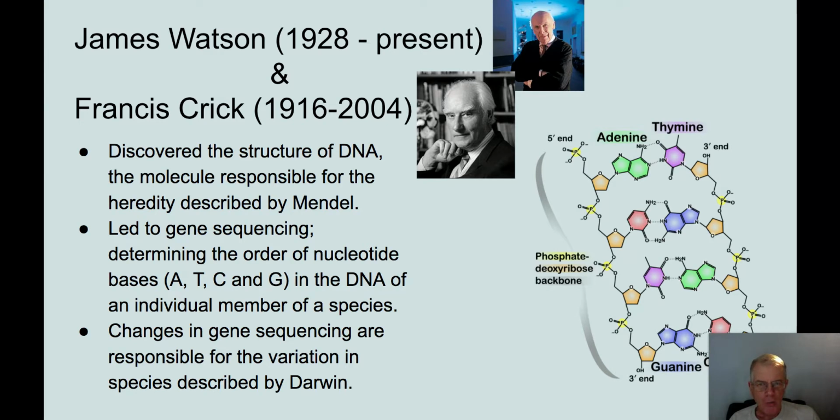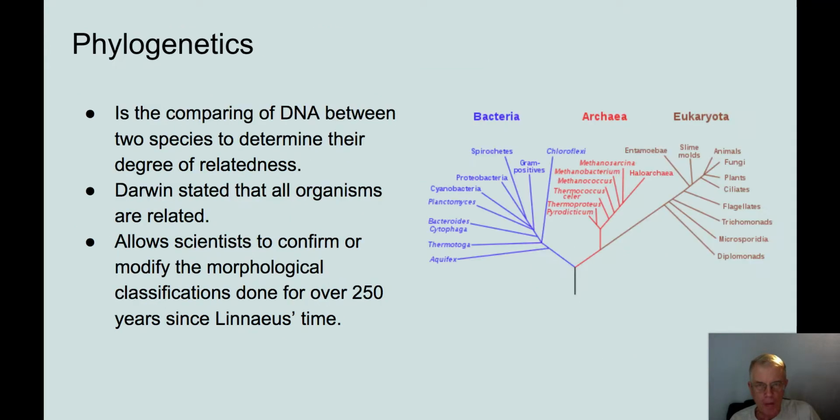Thousands of other scientists have worked on this problem since then, and they've gotten to the point where they recognize that gene sequencing can determine the order of nucleotide bases in the DNA of an individual member of a species. And that allows changes in that DNA sequencing to be seen. You can see the difference. And that's what causes the variation that Darwin said was an important portion of natural selection. So just over time, we've gotten increasing ability to see the DNA and actually tell how it's affecting organisms as they change through time.